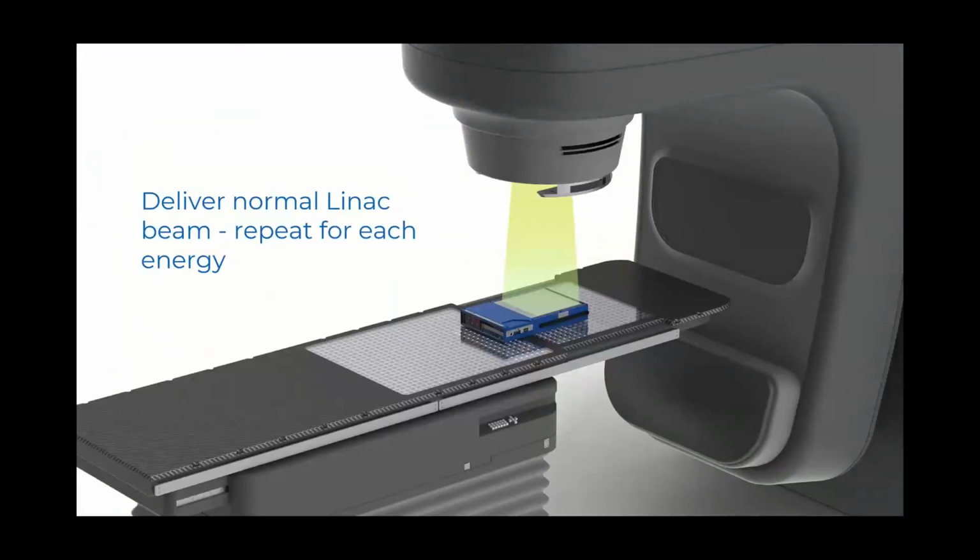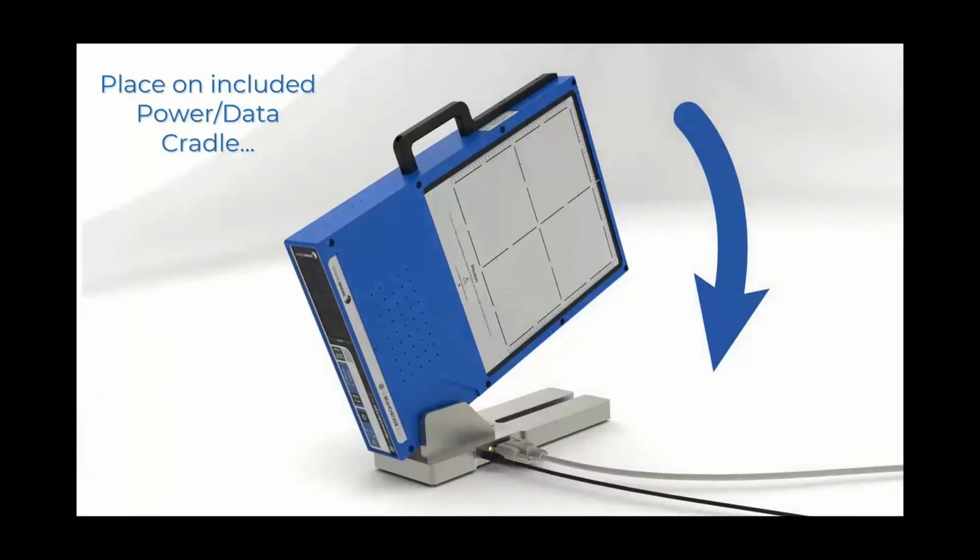So then you deliver the normal LINAC beam for what energy you want to set your baseline for, and then you repeat that delivery for each energy. And then simple enough, you take that, place it on the download data cradle, and you can upload that baseline information to the PC, and you're basically all set to go. The characteristics of those beams are also stored on the BeamChecker Plus itself for each LINAC.